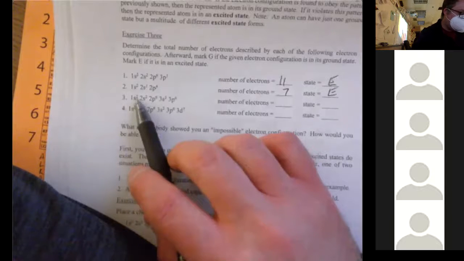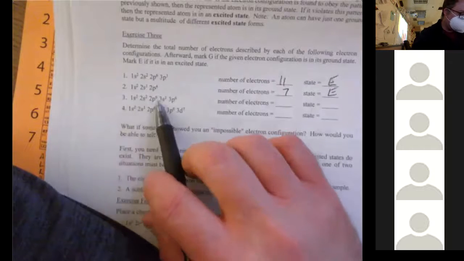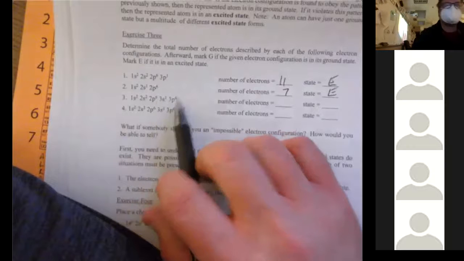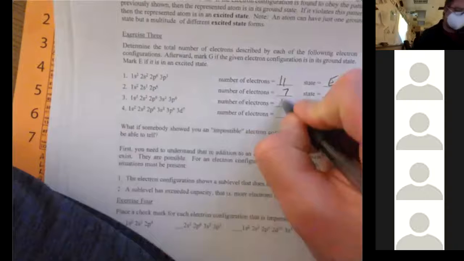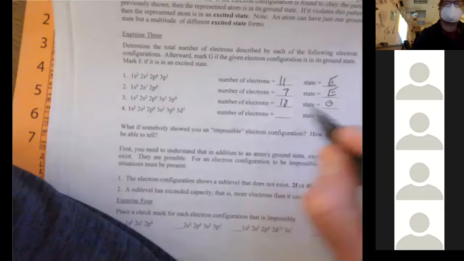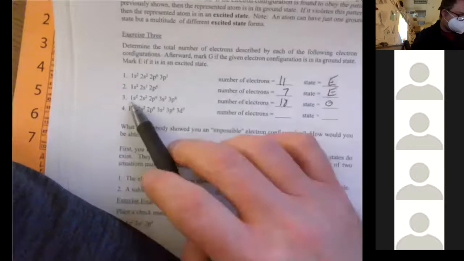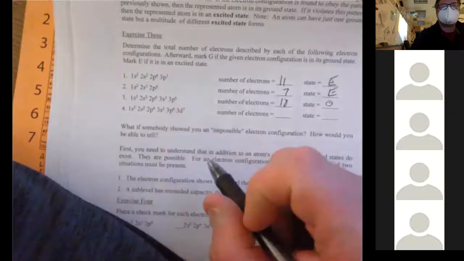1s2, 2s2, 2p6, 3s2, 3p6. 10 plus 8 is 18. And that is exactly as we expected it to be. That's exactly the normal way that we expected it to be.